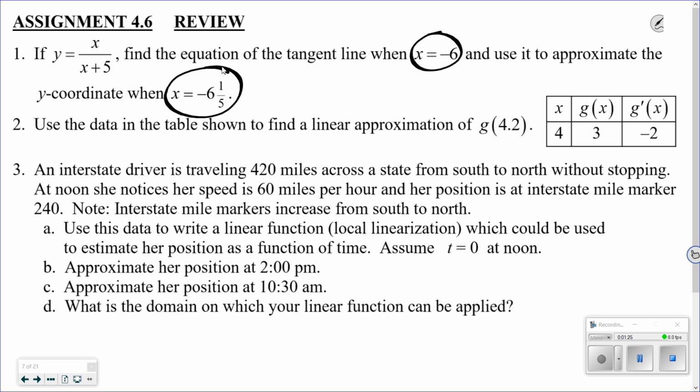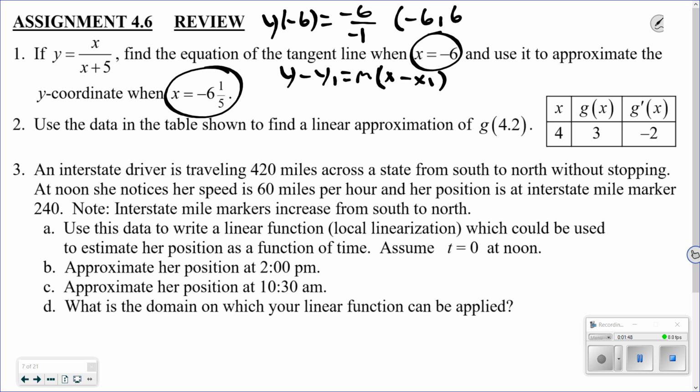To find the equation of the tangent line, I need a point and the slope, right? Here's my formula: y minus y1 equals m times x minus x1. So let's find a point first. If I plug -6 into there, y of -6, I would get -6 over -6 plus 5, which is -6 over -1. So it comes out to be a +6. So my point is -6, 6. So I've got y minus 6 equals whatever my slope is times x plus 6.